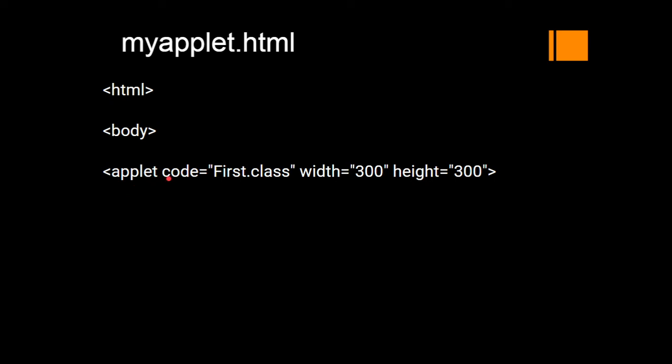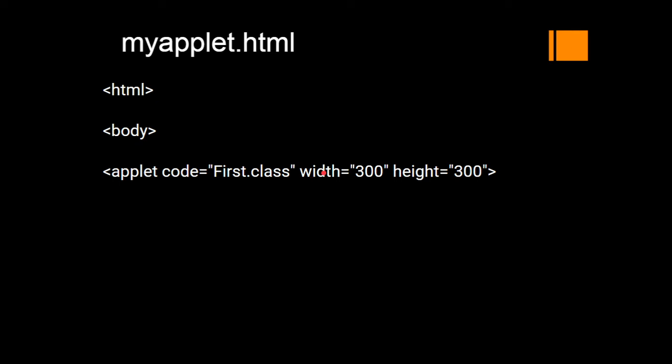So applet code is equal to first dot class. This first should be the previous class we have created, that is the applet program. So that applet class name is first. Now we have to use that name dot class, so first dot class, and it should be enclosed within double quotes. This is the syntax of how to include an applet in our HTML in order to open this in a browser. So applet is the tag, then code is equal to first dot class. The dot class is the class file that is given within the double quotes.